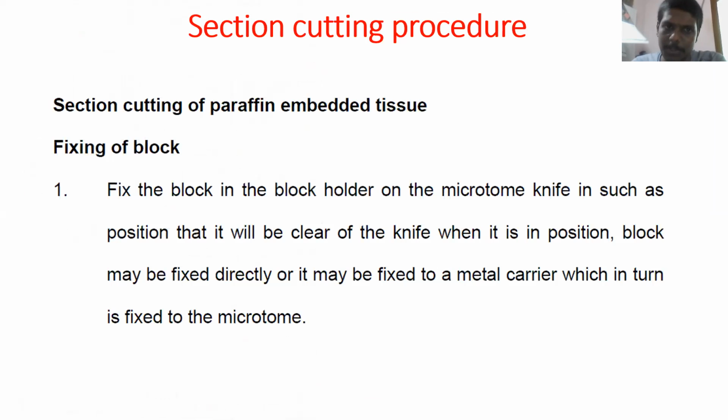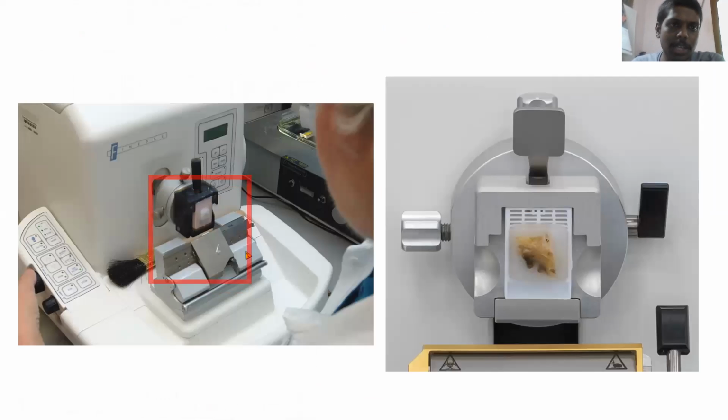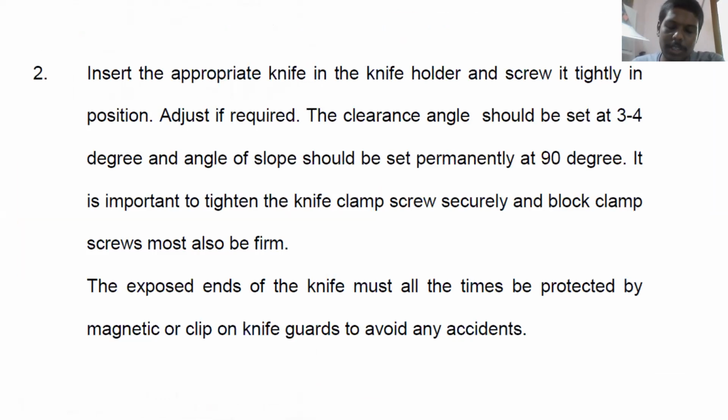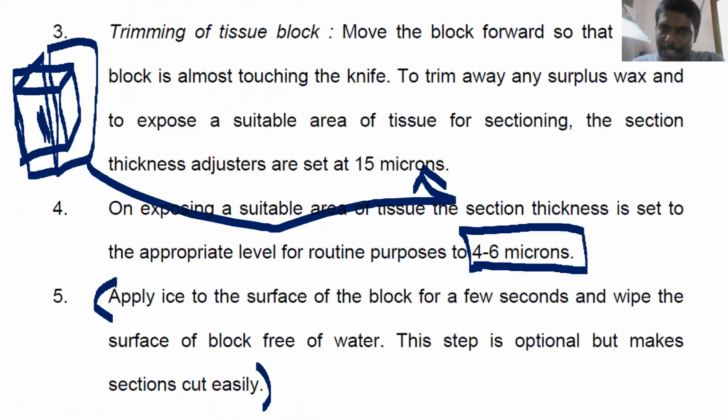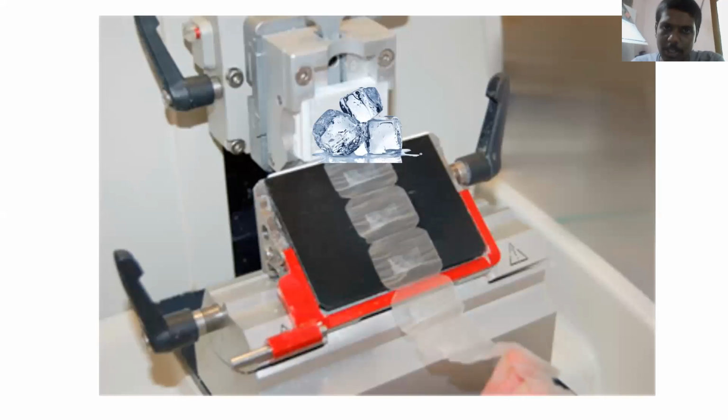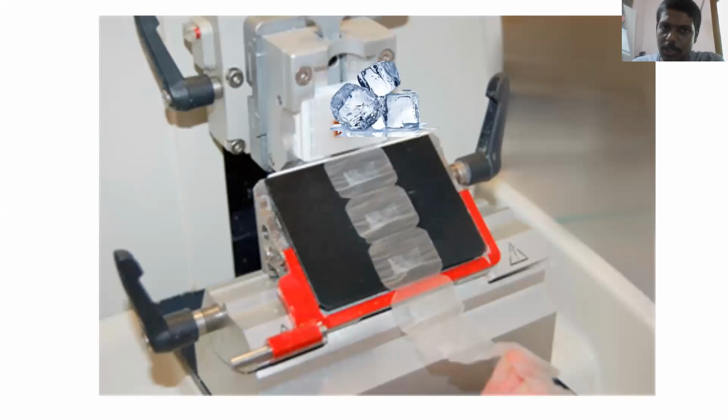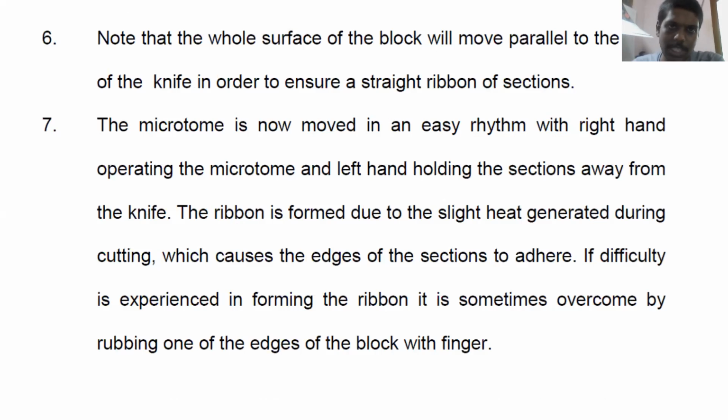Then we have the section cutting procedure. The section cutting process is very straightforward. First, you need to fix the block to the block holder of the microtome. Then you need to insert the appropriate microtome knife. Then you need to trim out the excess wax from the tissue. Then you need to adjust the section thickness to 4 to 6 microns. Then you need to apply a slight amount of ice on the surface of the block, so the block will become hard, so that we can obtain thin tissue sections.